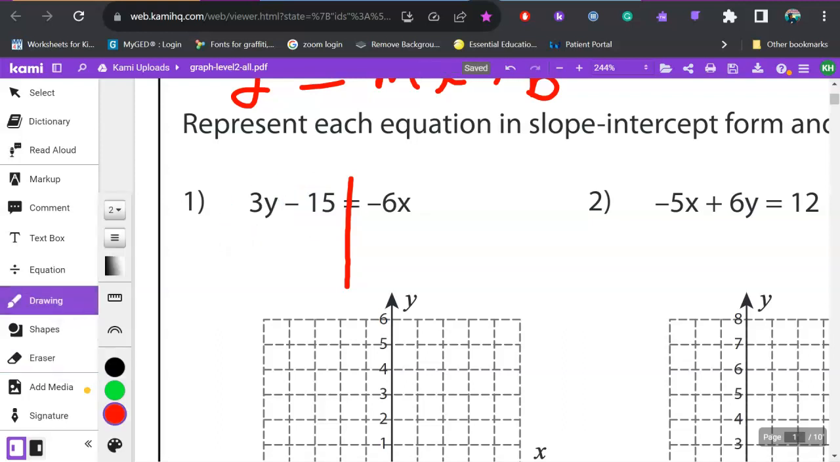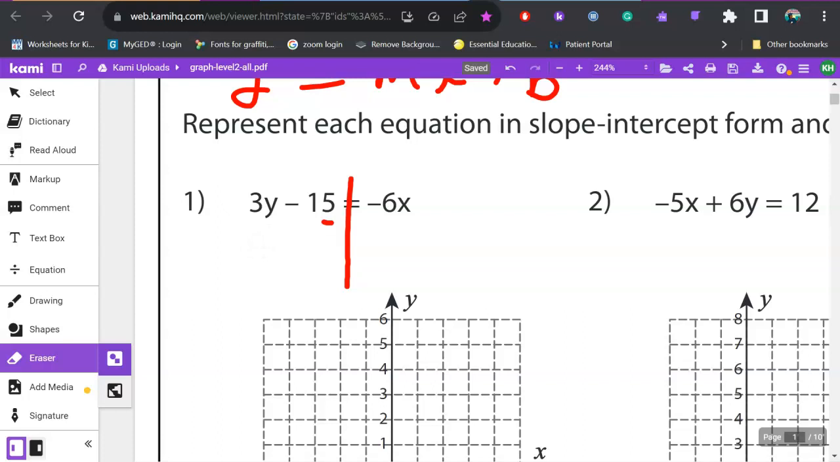How am I going to get rid of it? By doing the opposite of what I see. If I see a negative 15 or a minus 15, doesn't matter what you call it, do the opposite, which means you're going to add 15, or positive 15, whatever you want to call it. What I do to one side of the street, I'm going to do to the other. I'm going to make this look a little bit neater.